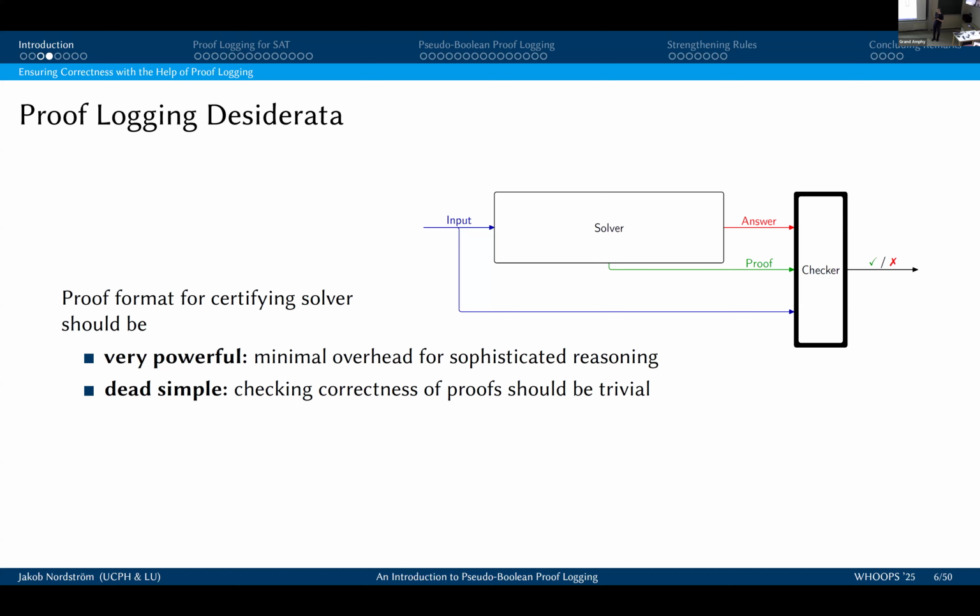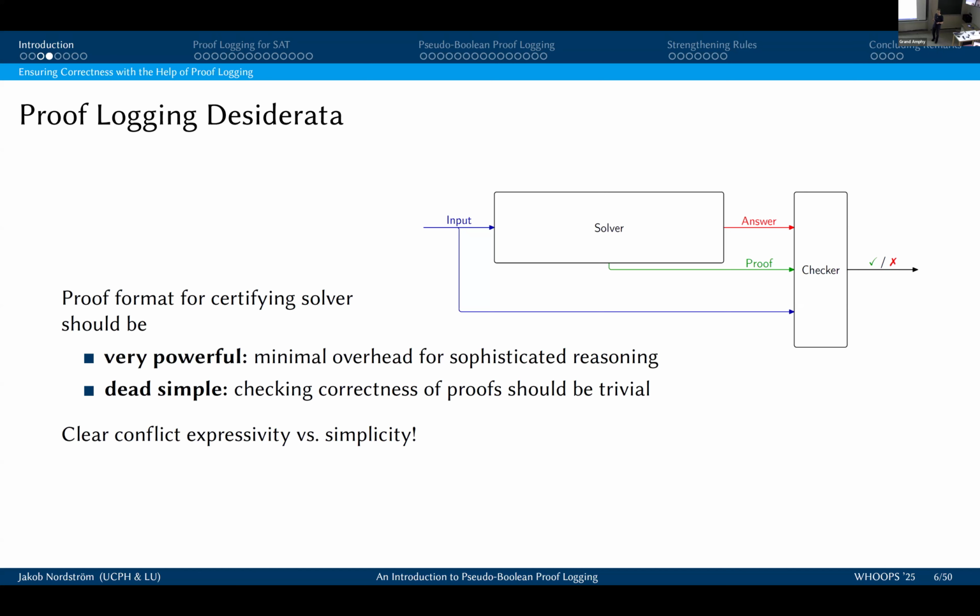Okay, so we want the proof system to be very, very simple, so that the checker is such a simple piece of code that we can just look at it and trust that it's doing the right thing. This is what we would like to do, and it's not hard to see that there's a conflict here.